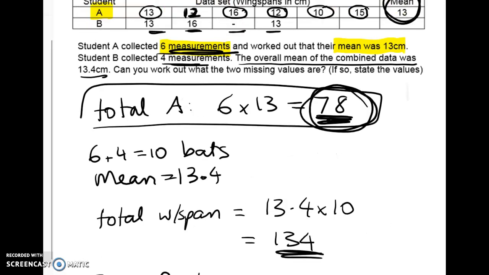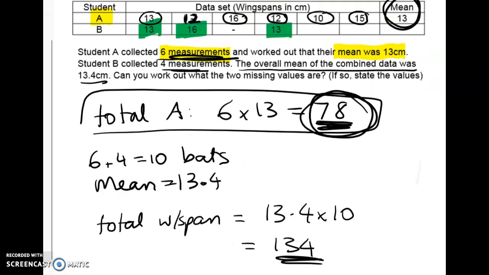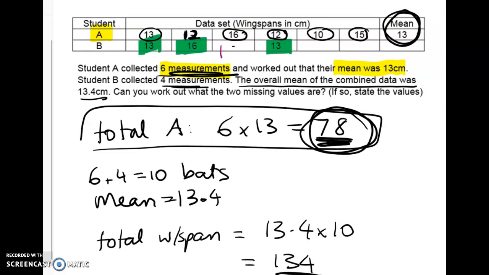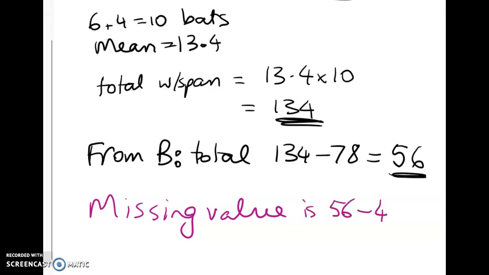Right? Now we look at those 4 values from B and see what we've got here. Well, 13 and 13 is 26. 26 plus 16 is 42, and they have to add up to 56. So the missing value in here must be 14. The missing value is 56 minus 42, which equals 14.